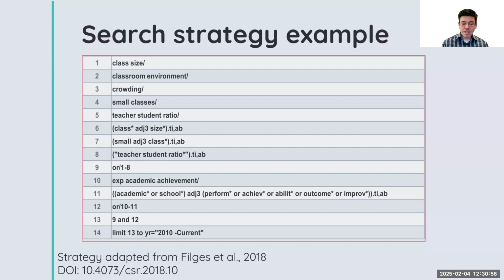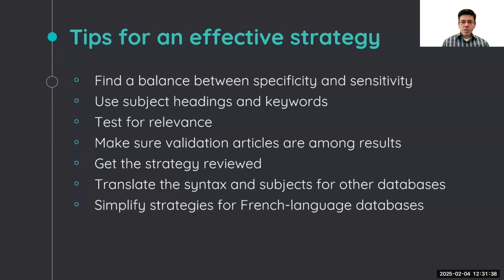So that's line 10. Line 11, again, a combination here of keywords, academic or school. One of those 2 words has to be within 3 words of perform or achieve or ability, etc. Line 12 combines lines 10 and 11, and then line 13 takes those 2 combinations, puts them together, and gives you that set of results. And then this particular strategy for this review, they decided to limit results from 2010 onward. So they had a 14th line to their search, which was limiting to the years. So that gives you, in a nutshell, an overview of what a search strategy could look like in the context of a review project.